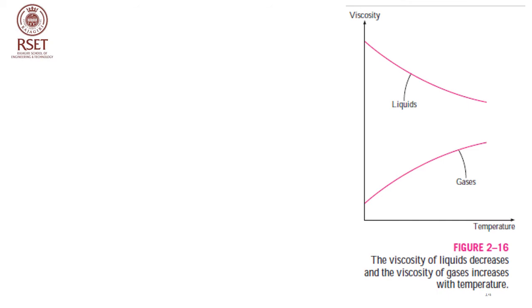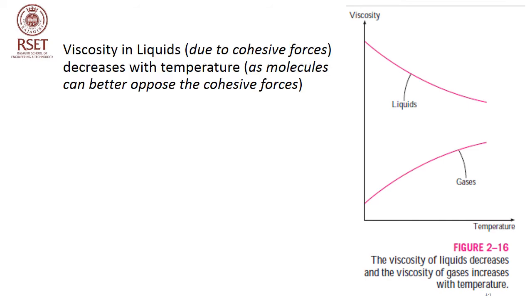In the first case, the influencing parameter for viscosity is the cohesive force. Cohesive force means the attractive force between adjacent molecules of the same type. So the viscosity in liquid is due to the cohesive force, and that varies as temperature increases. Now next, viscosity variation in liquids: mu is equal to A × 10^(B/(T−C)), where A, B, C are constants and T is the temperature. So this is the variation of dynamic viscosity with respect to temperature.